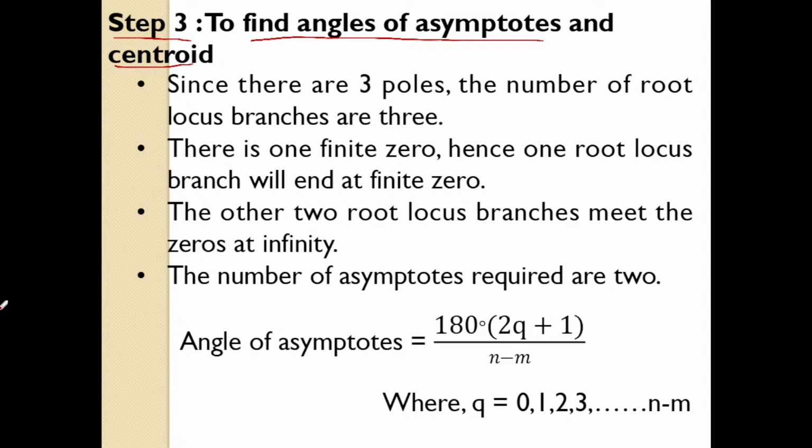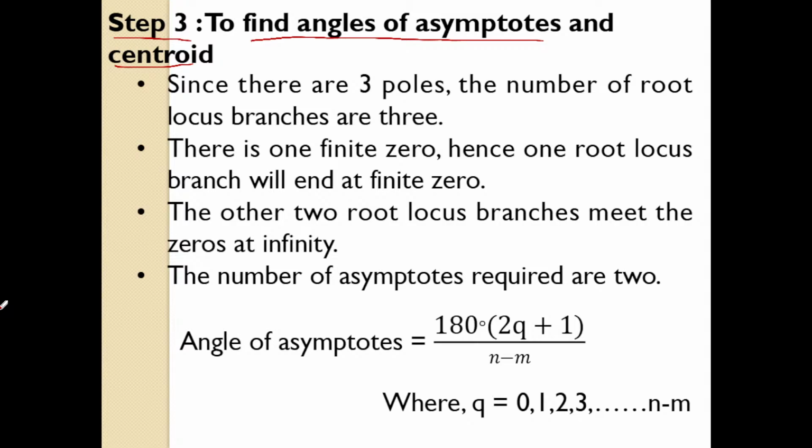And what about q values? q will vary from 0, 1, 2, 3 up to n minus m. What is n minus m? It is 3 minus 1, that is 2. So q will vary from 0, 1 and 2. Therefore, for different q values, for q equal to 0, the angle is plus or minus 180 by 2, that is plus or minus 90 degrees.